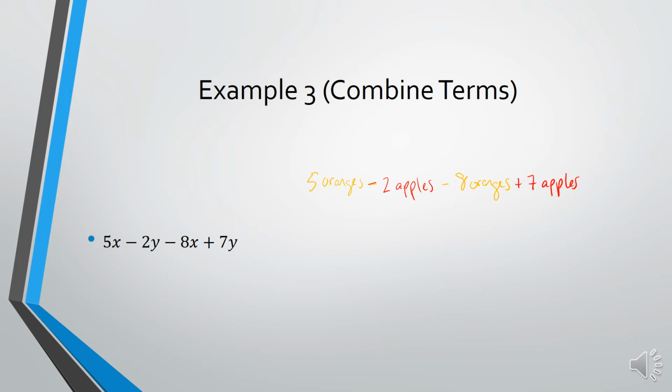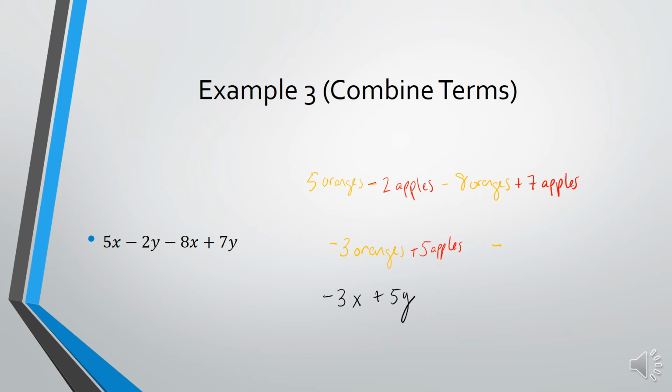Hopefully you would say that you have negative 3. Oops, negative 3 oranges. And next, I had negative 2 apples. I'm adding in 7 apples, so that would be 5 apples. Now, of course, it's not really a mathematical expression. X's and Y's are more common, but it's the same thing. So I had negative 3 oranges plus 5 apples.